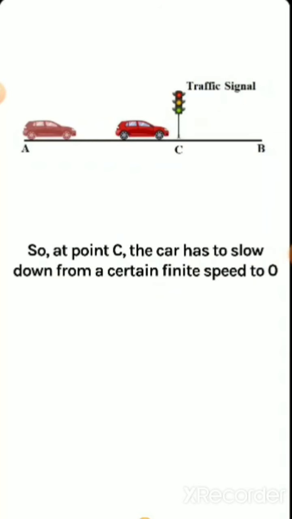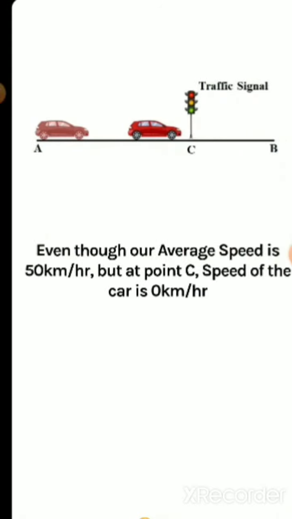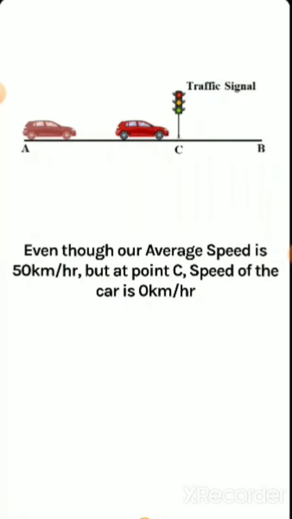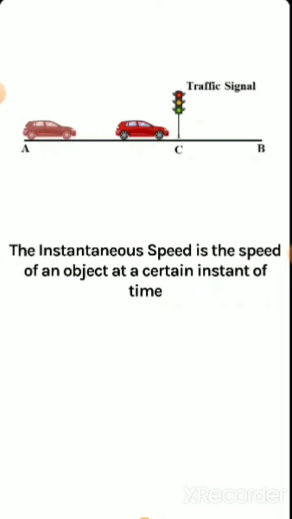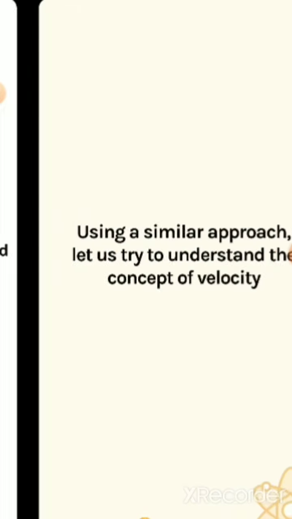Because at C, the traffic signal, we need to stop. Even though our average speed is 50 km per hour, at point C the speed of the car is 0 km per hour. Therefore, the speed of the car at point C is known as its instantaneous speed. The instantaneous speed is the speed of an object at a certain instant of time. At a particular instant, at a particular time, what is the speed? That is called instantaneous speed.